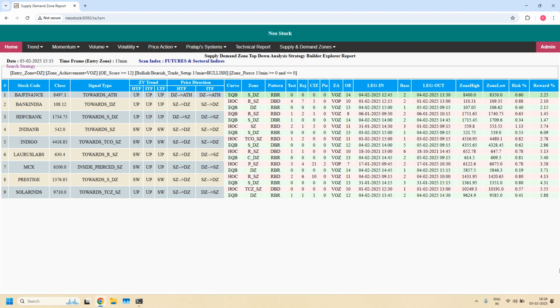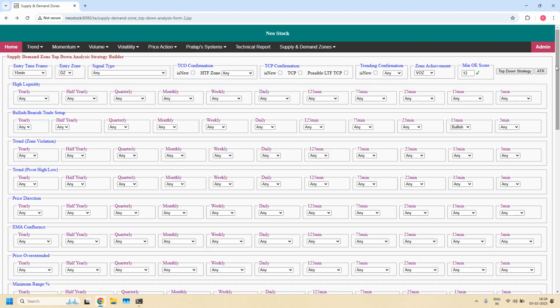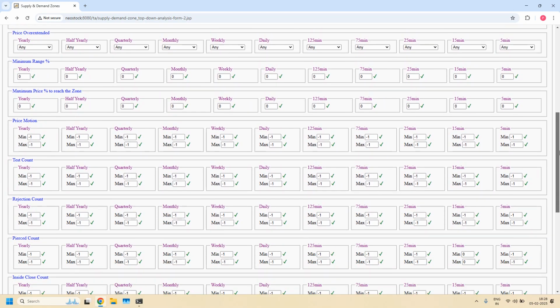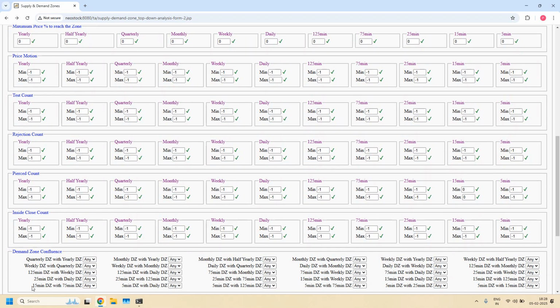And entry time frame zones are 15 minutes demand zones. So all these are 15 minutes demand zones. Some of these 15 minutes demand zones are already high liquidity zones. Even then, we will further filter this list based on the zone confluence. First filter is LTF and ITF demand zone confluence. That is 15 minutes demand zone with 75 minutes demand zone confluence. I am enabling that filter.